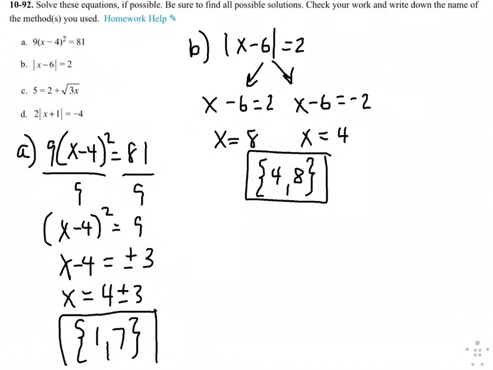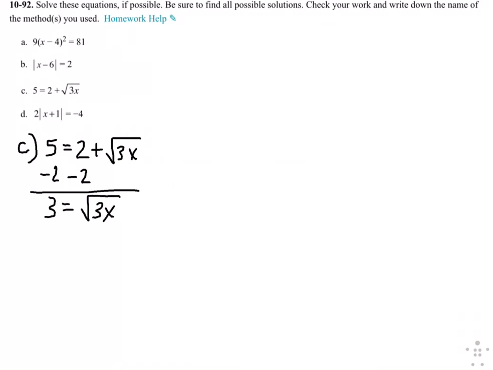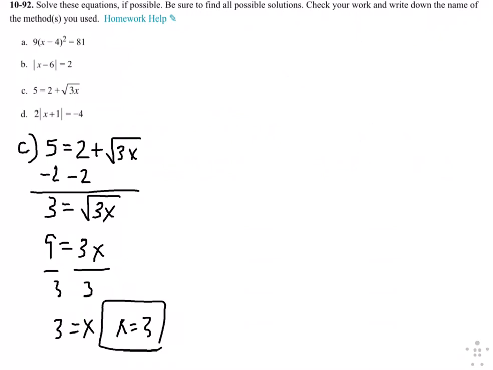Okay, let's do C. Let me make space. C, we have 5 equals 2 plus root 3x. Let's subtract 2 from both sides, so we have 3 equals root 3x. Let's square both sides, 9 equals 3x, right? And then divide by 3, right? Divide by 3 on both sides, and x equals 3 for C.